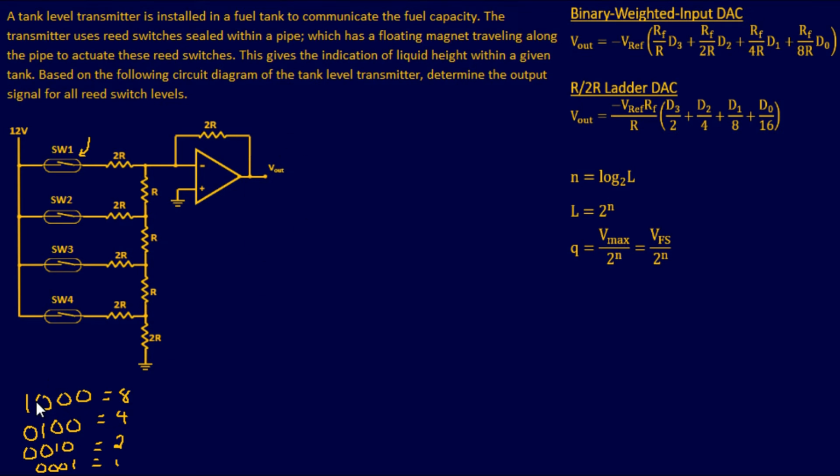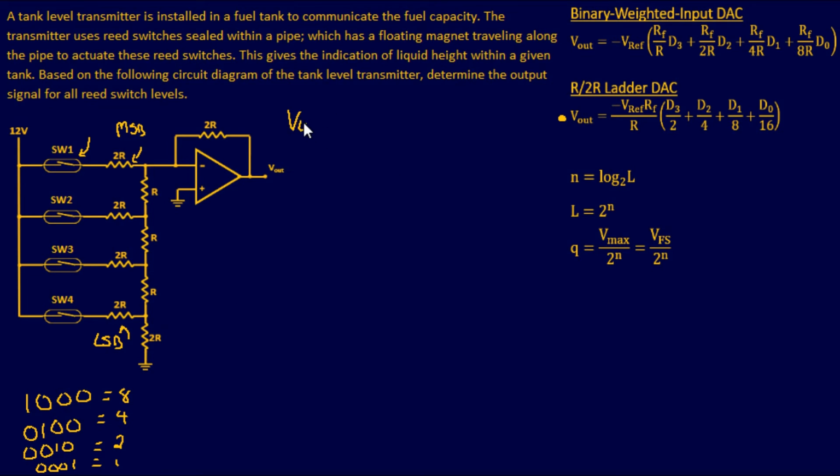So let's look at reed switch number 1. So this guy right here. Let's imagine this is closed and the other 3 are open. So let's use this equation right here to determine what our output's going to be. Now keep in mind, if you remember the PowerPoints, right here is your most significant bit, and this is going to be your least significant bit. So we're going to start top and work our way down.